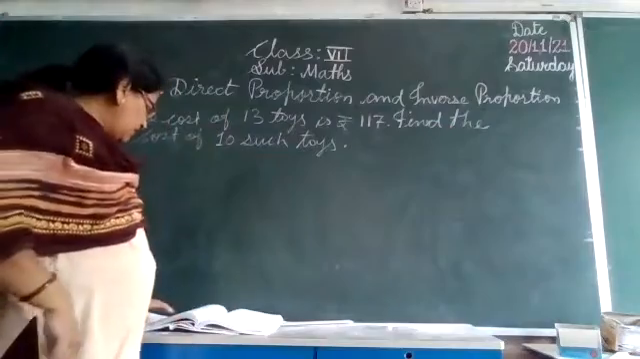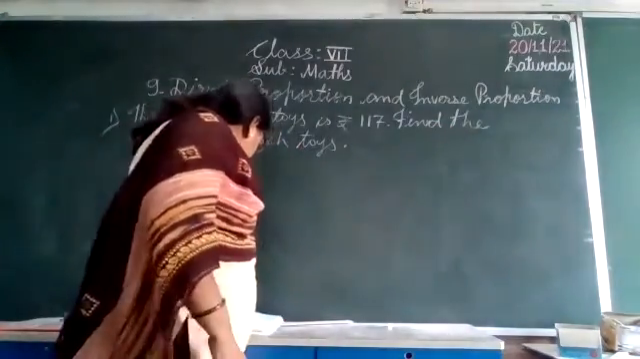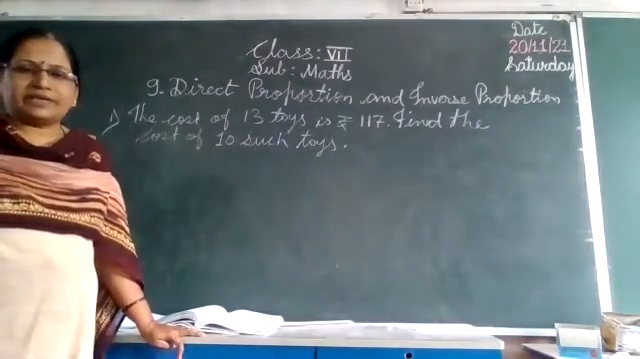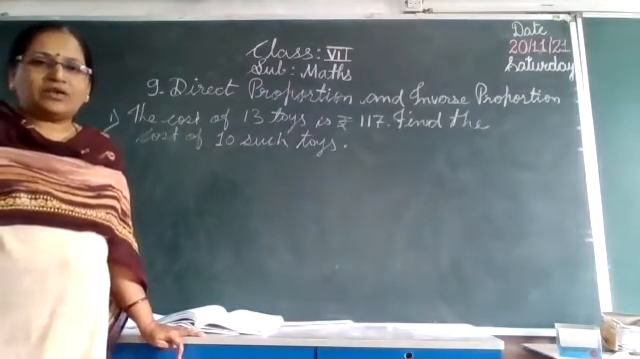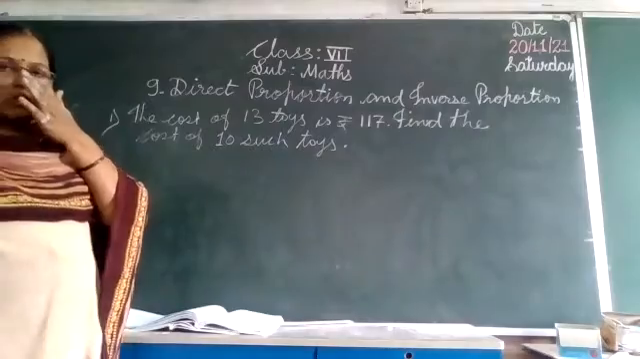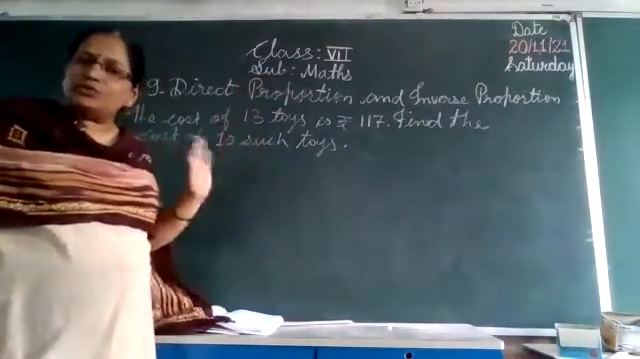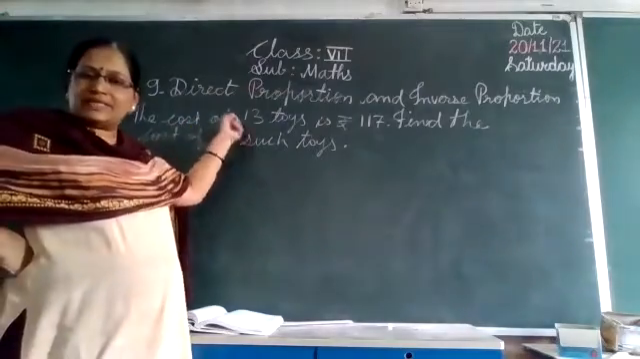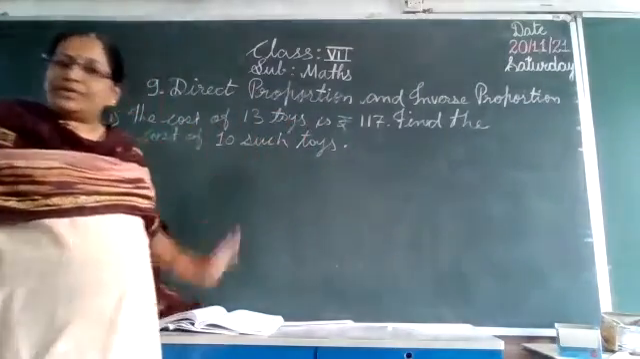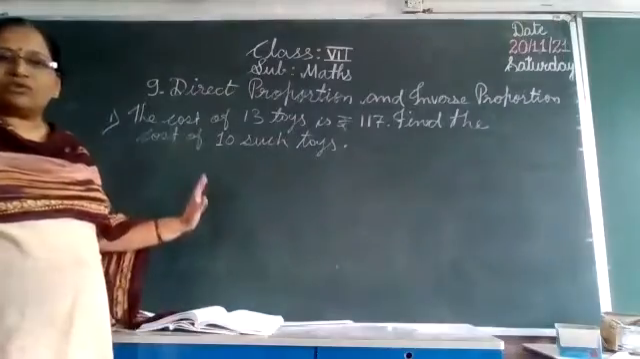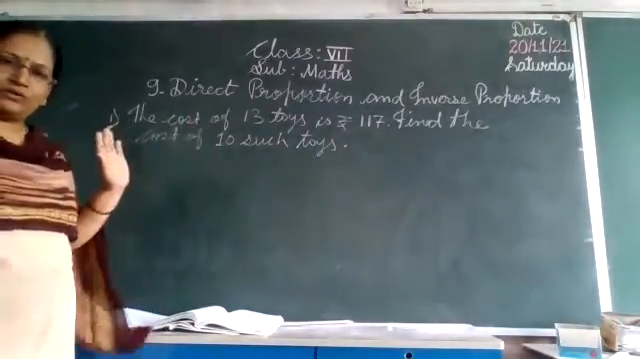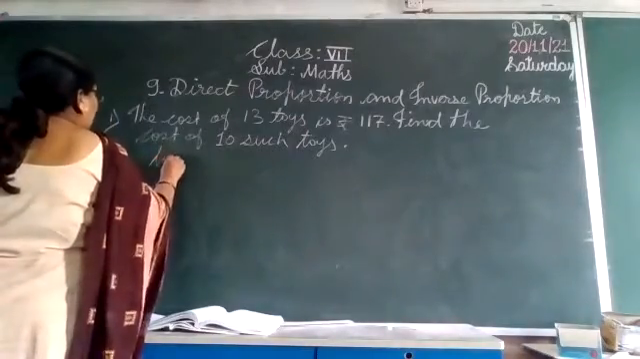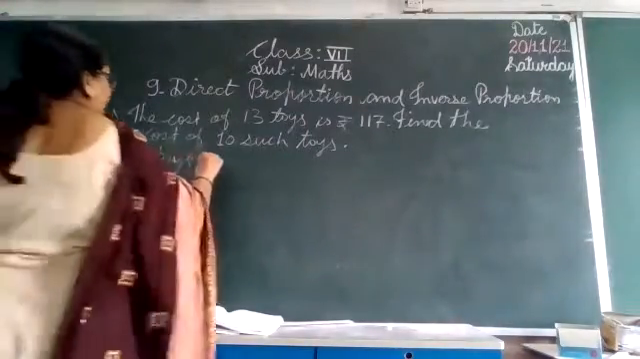See, children, what is given in the question? Cost of 13 toys is given and it is 170. If you buy 10 toys instead of 13 toys, that means what? The cost is from 170 to less. So here we reduce the number of toys, the cost will automatically be reduced. So it is direct proportion. Okay, so we will make a table here. Toys and cost.